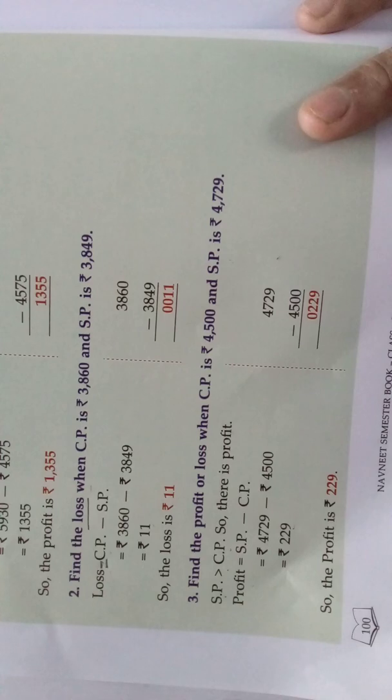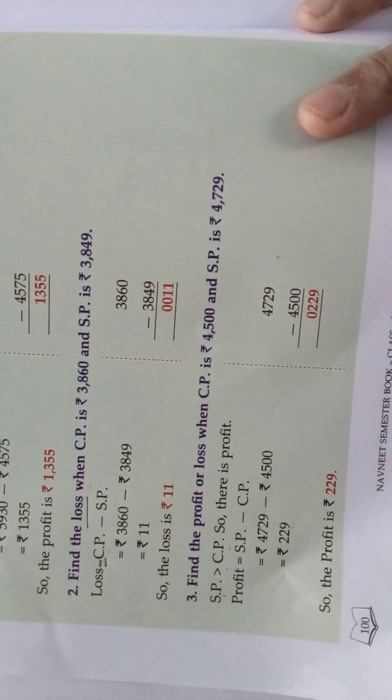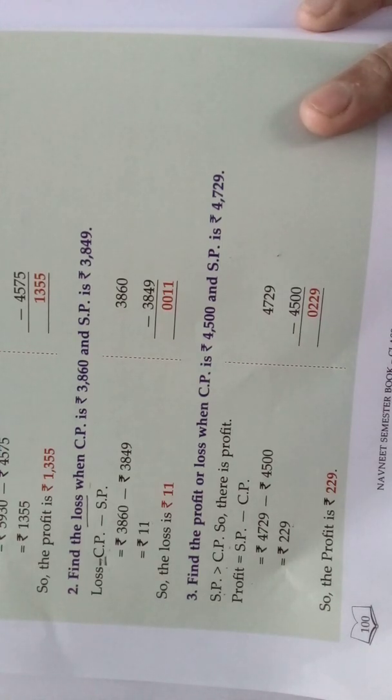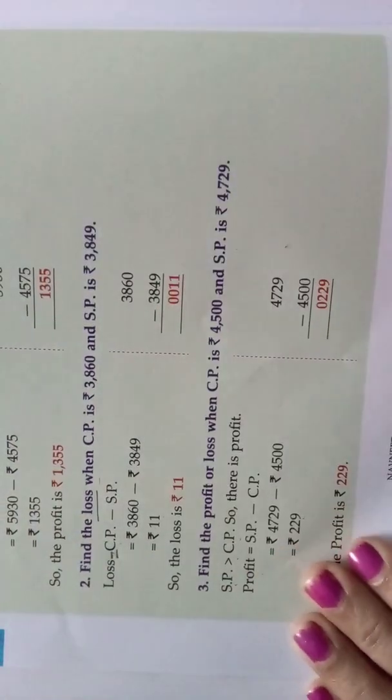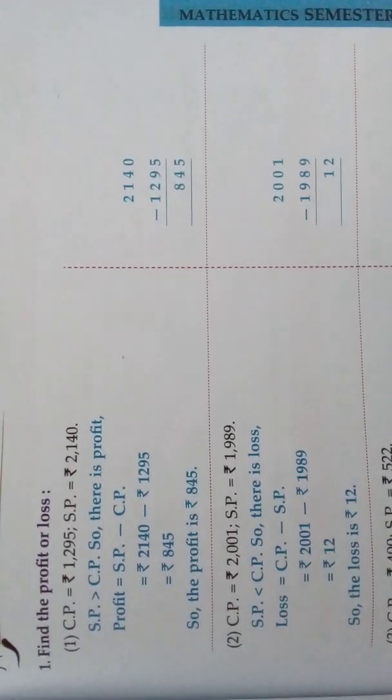So, what we should do? How to find whether it is a profit or loss for the shopkeeper? If the selling price is greater than the cost price, then it will be a profit. If the selling price is less than the cost price, then it is a loss. Understood, children? Come, we will do the assignment sums in the next page. Assignment 2, 2 sums have been done for you. Come, we will go to the third sum.